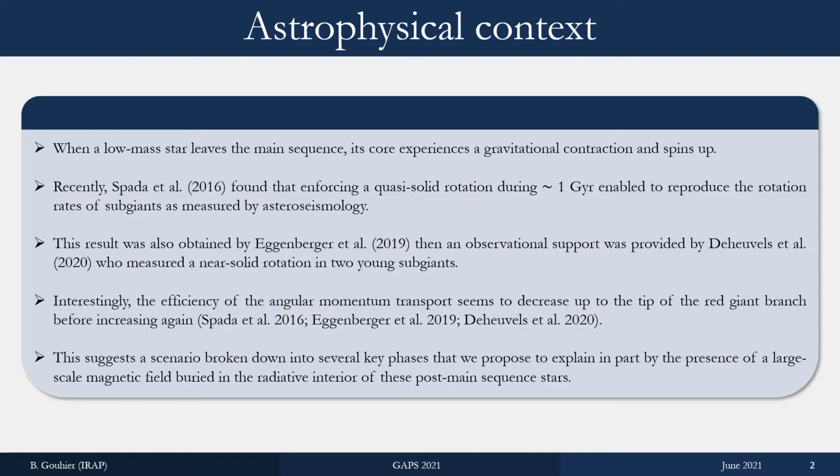Also obtained by Eggenberger et al., these results benefited from an observational support provided by Deheuvels et al., who measured a near-solid rotation in two young subgiants. Interestingly, asteroseismic measurements show that the efficiency of the angular momentum transport seems to decrease up to the tip of the red giant branch before increasing again. This suggests a scenario broken down into several key phases that we propose to explain by the presence of a large-scale magnetic field buried in the radiative interior of these post-main sequence stars.